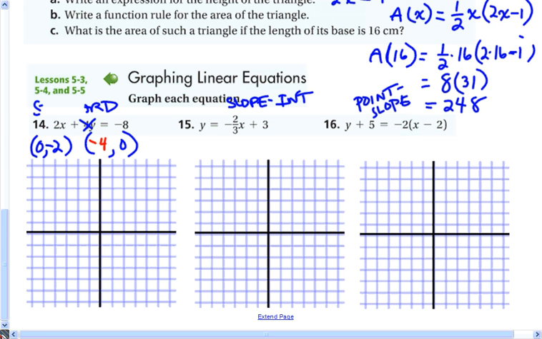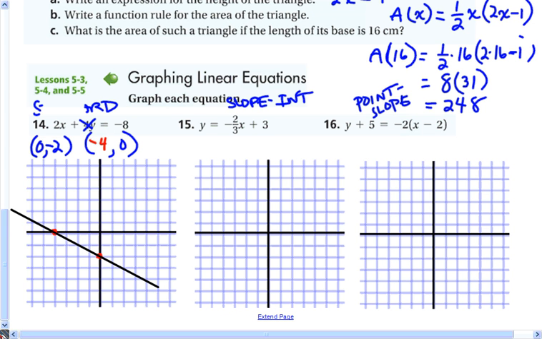Then we just graph those 2 points, (0, -2), right there, and (-4, 0), which is right there, as long as our scale is 1. Then we just draw a line that goes through those 2 points. And that's the graph of that equation.